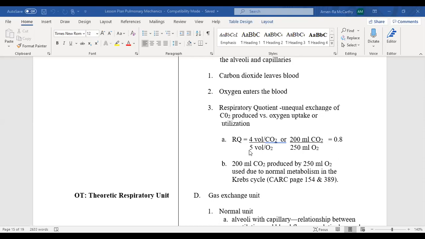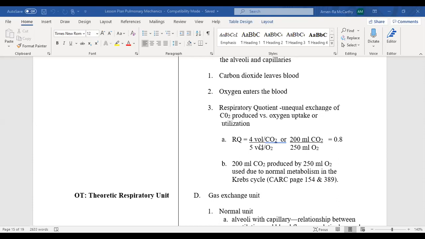The normal RQ. Now, don't confuse VQ and RQ. Okay? VQ is ventilation to perfusion. The RQ is the respiratory quotient. That's just saying when you live your life, you're going to use oxygen and you develop CO2. That's metabolism, right? And they're showing you exactly how much is the metabolism. About 250 mLs of oxygen in your blood. You use that and you produce 200 mLs of CO2 for every 250 of oxygen that you use, right?